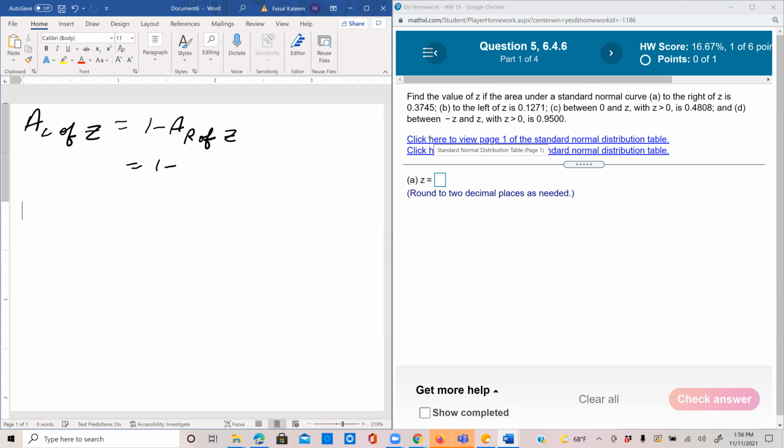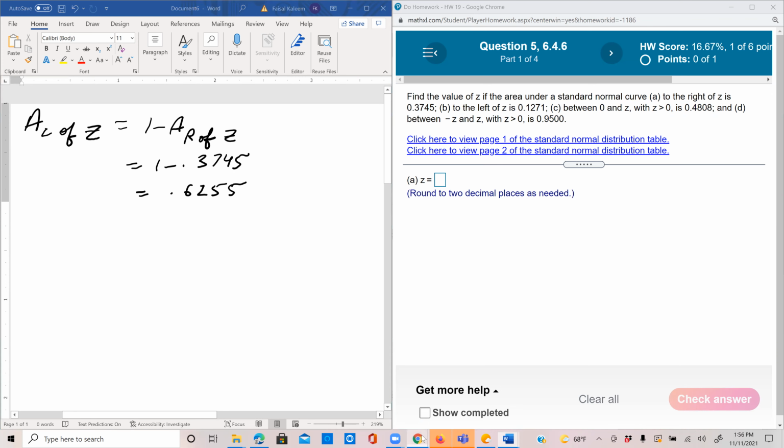is equal to 1 minus 0.3745. So 0.6255. So in the normal curve, we look at that z value, which corresponds to the cumulative area, cumulative probability of 0.6255. So the areas in normal curve are actually probabilities. So we look for 0.6255 in the area region. So the main thing is you need to convert it into a left area as we did here.